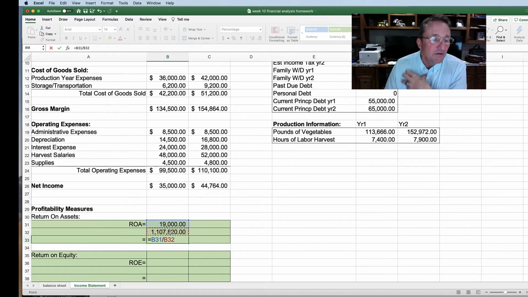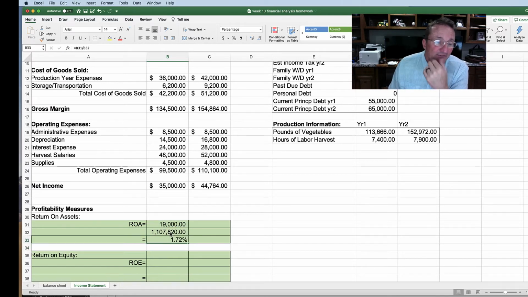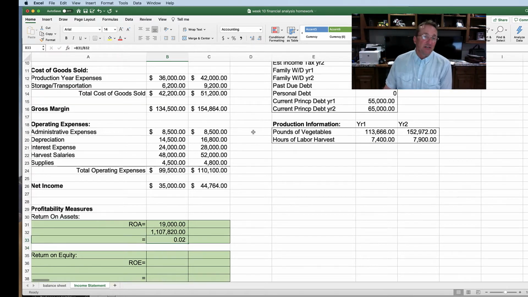So our $1,107,000 worth of assets are earning us the $19,000 back. If I look at that calculation, it is 1.72%. If I make it a decimal, it's 0.02. In fact, if I increase the decimals a little bit, you can see it's 0.0172. But return on assets is commonly done as a percentage, so I'm going to format it as 1.72%. That's how I got that.